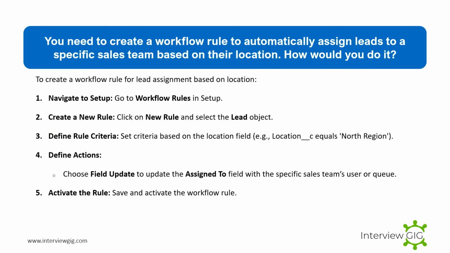You need to create a workflow rule to automatically assign leads to a specific sales team based on their location. How would you do it? To create a workflow rule for a lead assignment based on location: 1. Navigate to Setup, go to Workflow Rules in Setup. 2. Create a new rule: click on New Rule and select the Lead object. 3. Define rule criteria: set criteria based on the location field, e.g. location equals North region. 4. Define actions: choose field update to update the Assigned To field with the specific sales team's user or queue. 5. Activate the rule: save and activate the workflow rule.